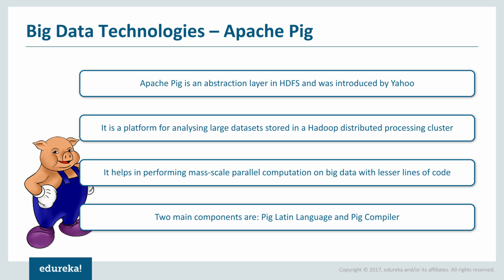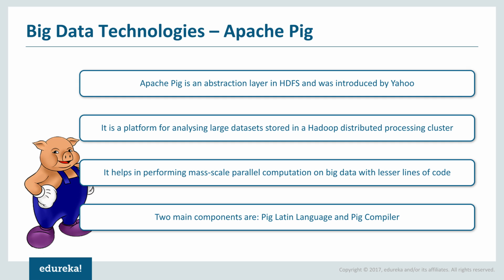Coming to the next big data technology, that is Apache Pig. So what is Apache Pig? Apache Pig is an abstraction layer on HDFS and was introduced by Yahoo. Yahoo had a white paper on Pig and they developed this. So how is Pig different from Hive, or what does it do? It is a platform for analyzing large data sets stored in Hadoop distributed processing clusters. Hive and Pig are used in one way or the other to interact with your HDFS. But how are they better, and in which cases do we use Hive and in which cases Pig, you can now understand.